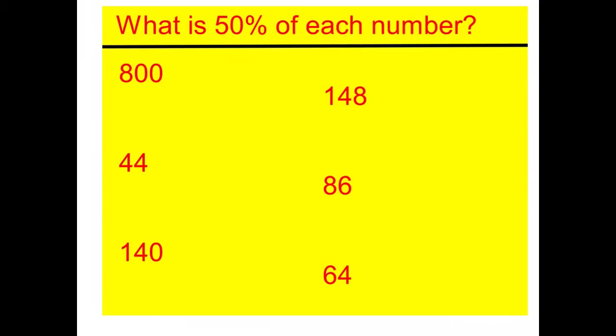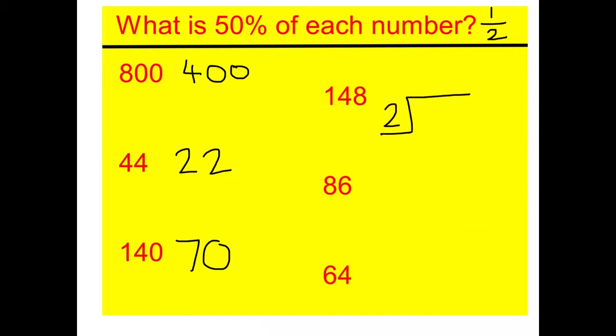Right, let's recap finding 50% of a number. Remember, 50% is 1/2. So finding 50% of 800 is 400, because that is half of it. 50% of 44, half of that is 22. 50% of 140, half of it is 70. 50% of 148, again, if you're ever faced with a tricky one, do yourself a sum.